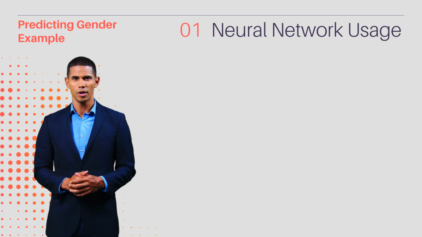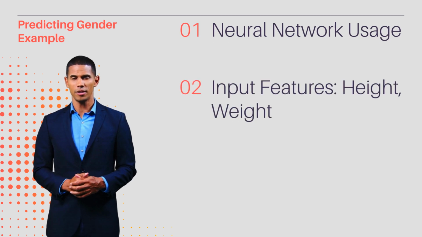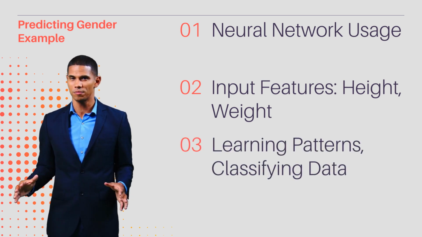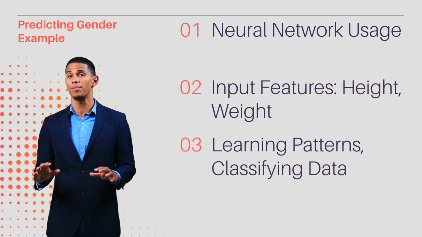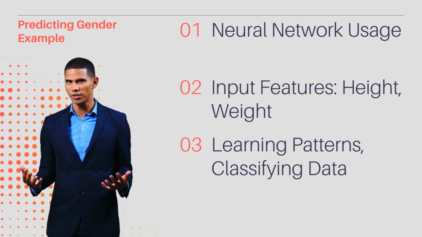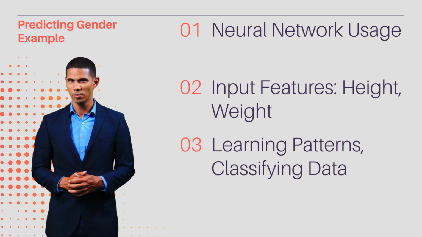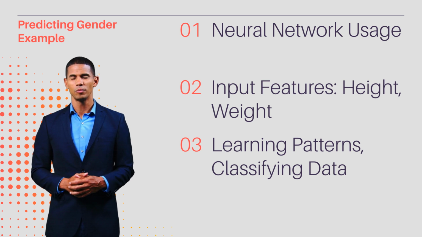Imagine using a neural network to predict gender based on height and weight. By inputting these features, the network learns patterns that distinguish genders. This example shows how neural networks classify data by learning from patterns, offering a practical glimpse into their capabilities.